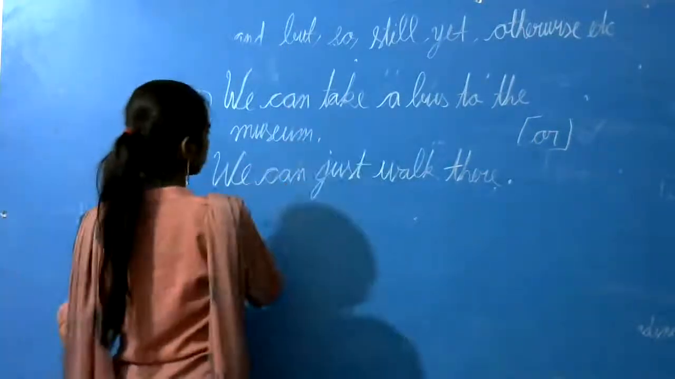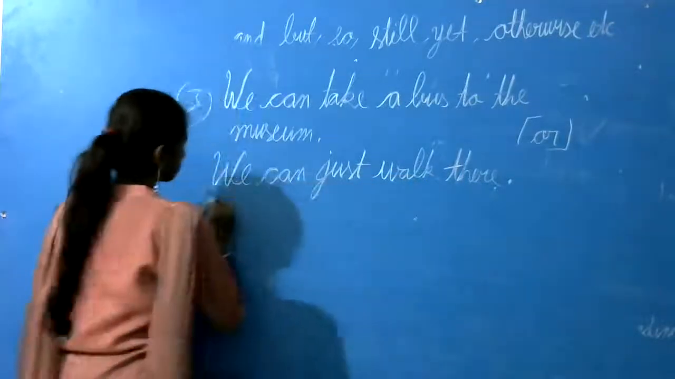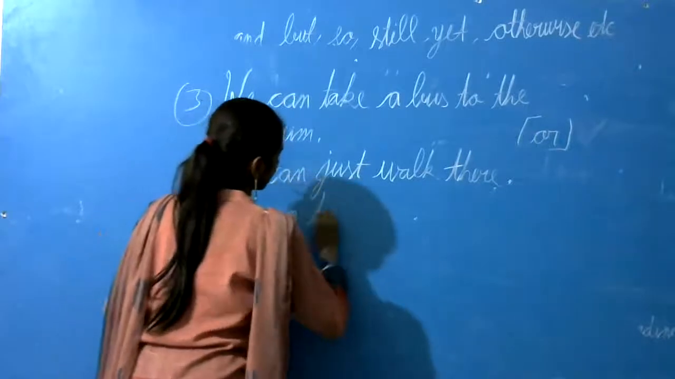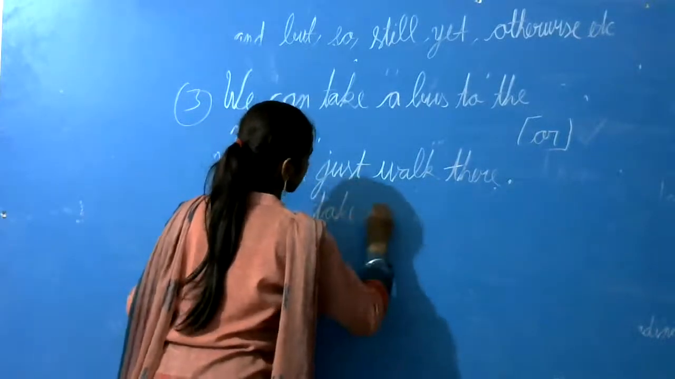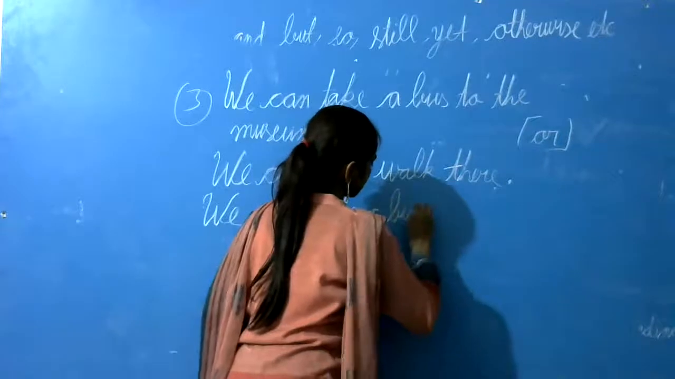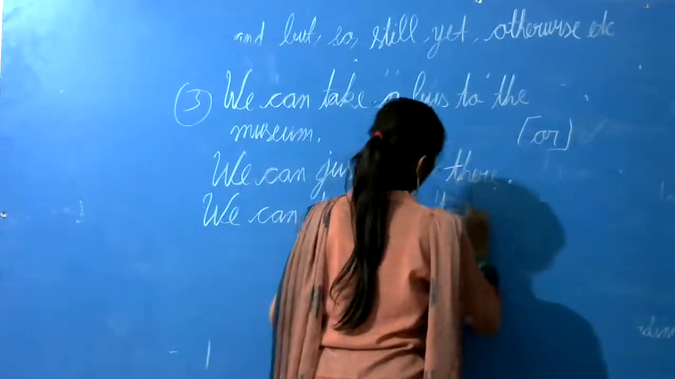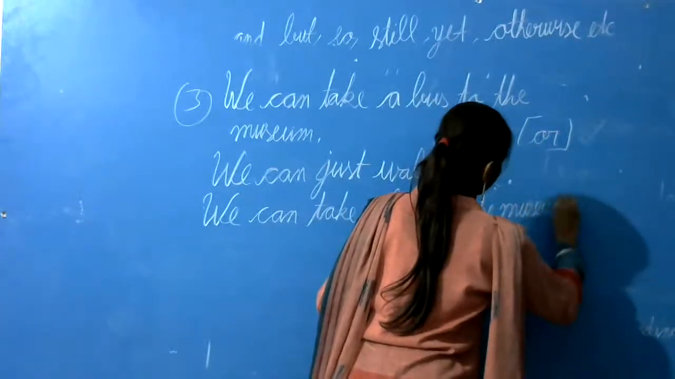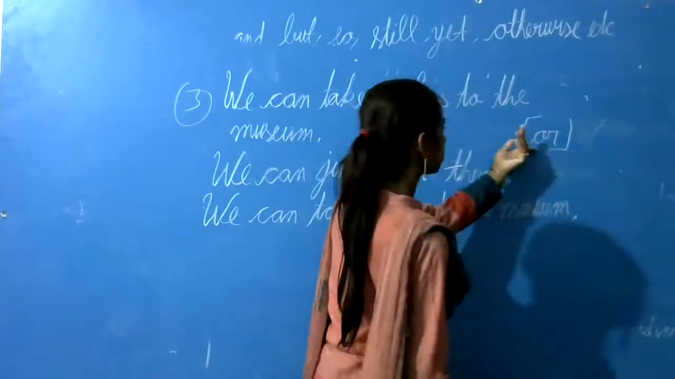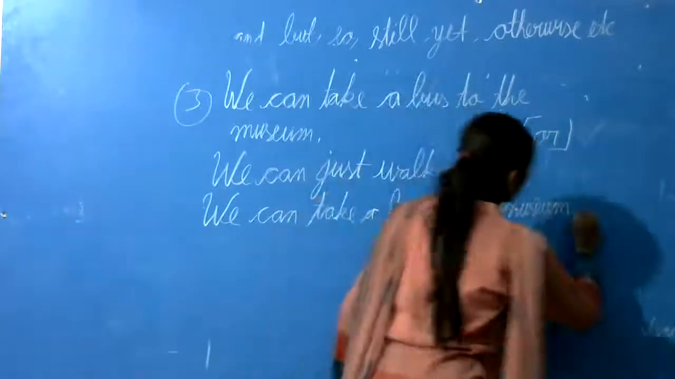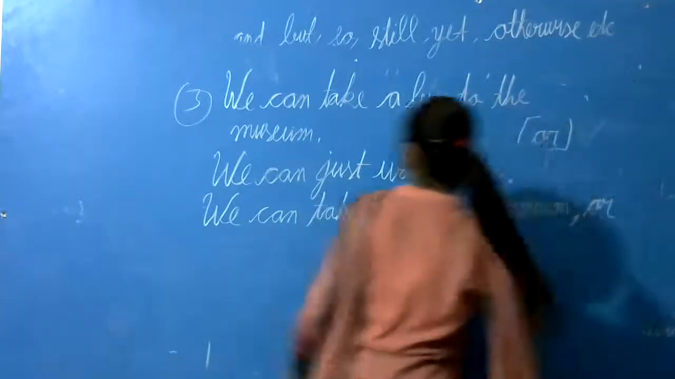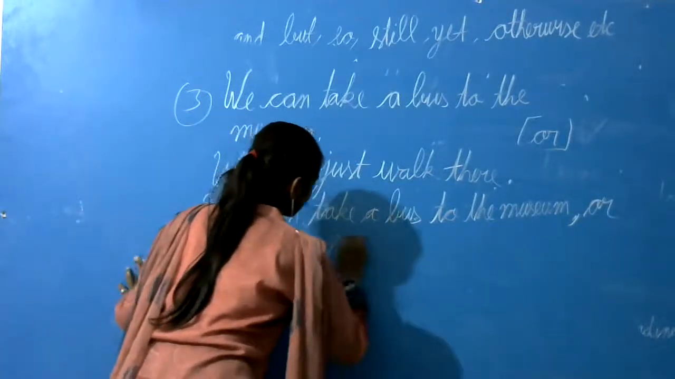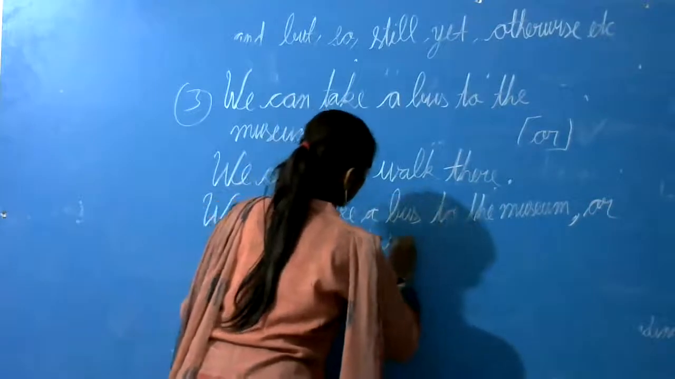We can take a bus to the museum, we can just walk there. See, I am going to tell you. We can take a bus to the museum, and I told you that by using the conjunction or, first we will put a comma, then or, we can just walk there.